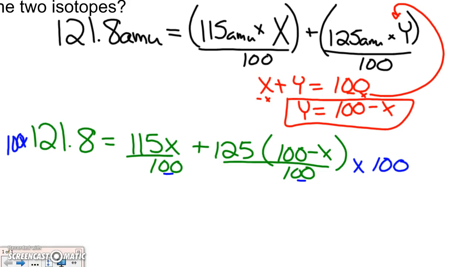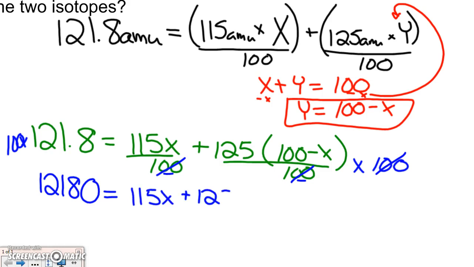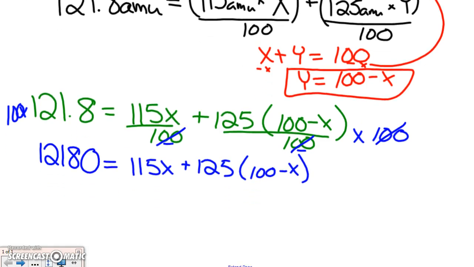100 times 121.8, I know I'm going to move my decimal 2 times. So there's my first time, my second time. Now this is gone and this is gone because they canceled out with that 100 in the blue. So I now have 115x plus 125 times 100 minus x. From there, we are going to distribute. So this needs to go here and here.